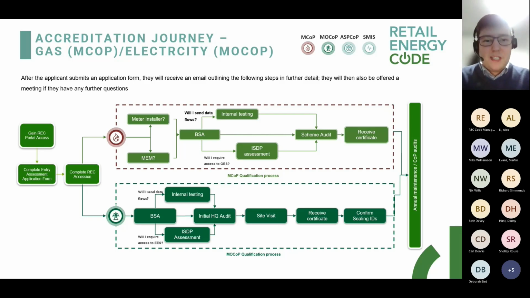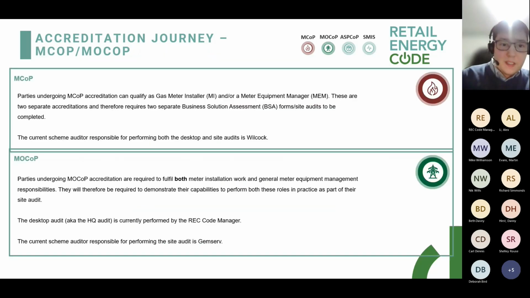So the market entry process for MCOP and MOCOP is similar in that sense, but I do want to highlight a couple of differences between the two. If we could possibly go over to the next slide, please. So if we start with MCOP, again, the gas metering code of practice, it's split into 2 components: the meter installer section, MCOP MI, and the Meter Equipment Manager section, which is MCOP Gas MEM. The MI, meter installers, is what allows a party to install, exchange, remove, essentially allows them to work on the meters. Whereas the Gas MEM section is what allows you to manage the portfolio of meters. It's more on the administrative side.